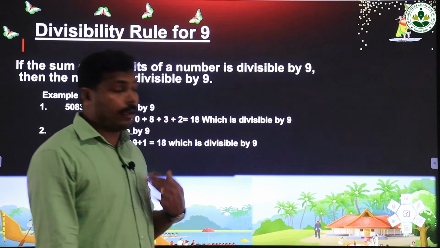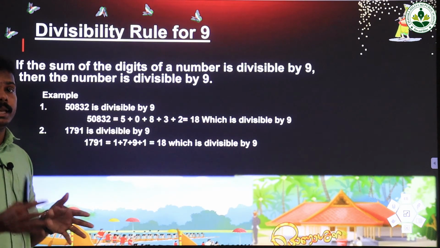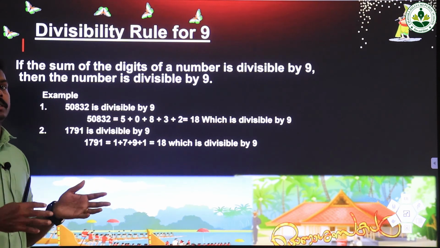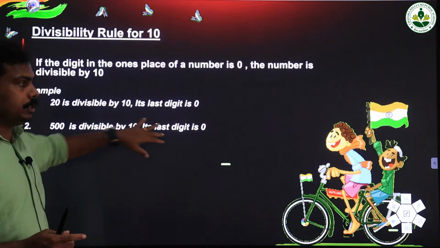That is the case for 3 and 9. The divisibility rule for 3 and 9: if the sum of the digits of the number is divisible by 3 or 9, then it is divisible by 3 or 9. And the last one is the divisibility rule for 10.